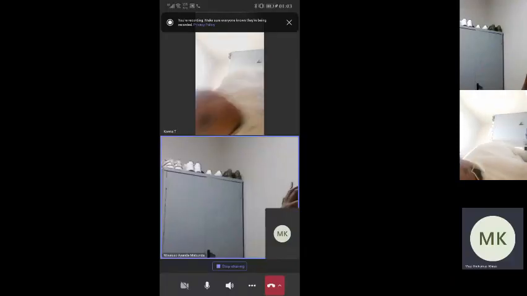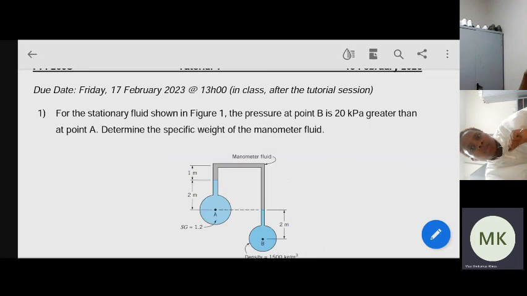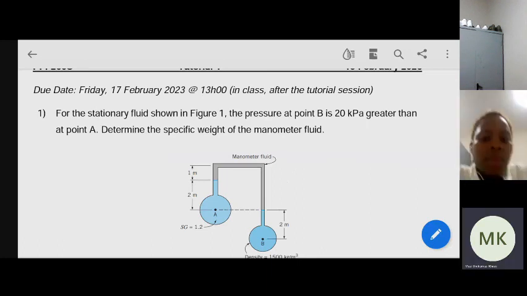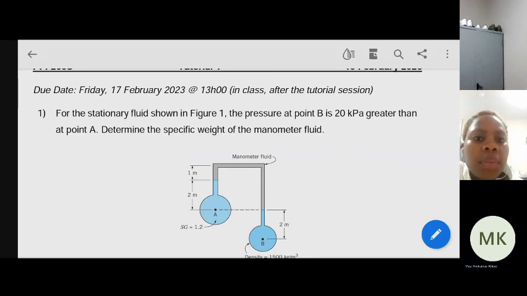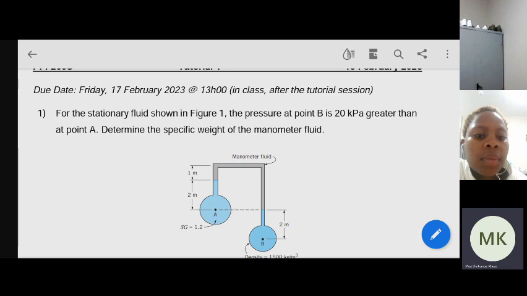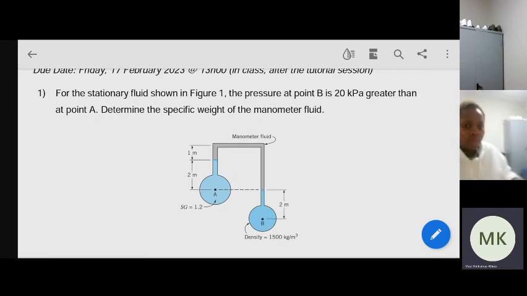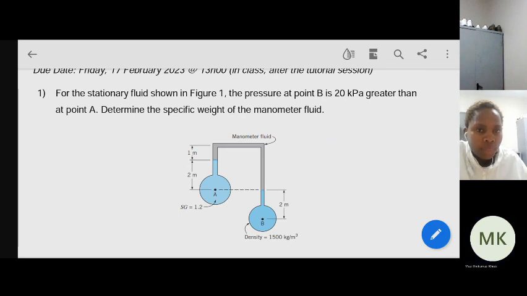Sharing my screen now. Let's read the statement again, slowly, and then probably you can understand what's happening there. It says, for the stationary fluid in figure 1, the pressure at point B is 20 kilopascal greater than at point A. What does that tell you?